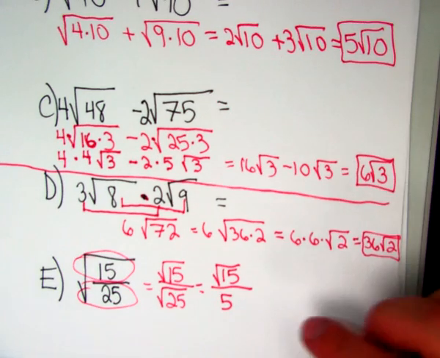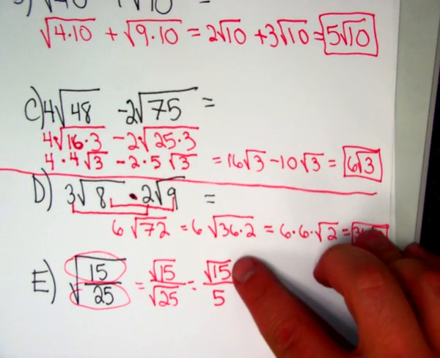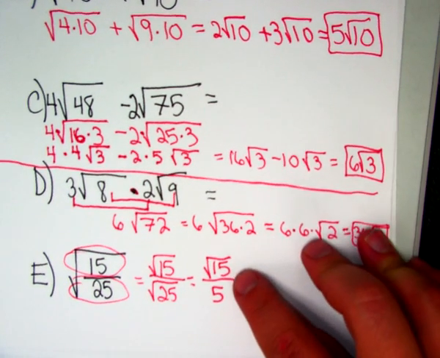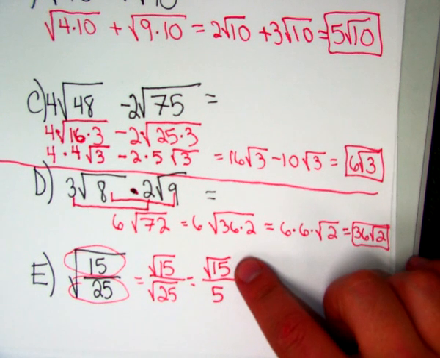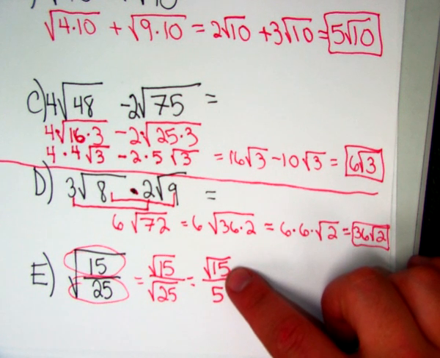A common mistake that people try to make here is they now try to take 15 and 5 and reduce it and say, well, it's just equal to square root of 3. But this is not a 15. This is a square root of 15. And so we can't take a 15 out of it and reduce it to a 3. Okay?